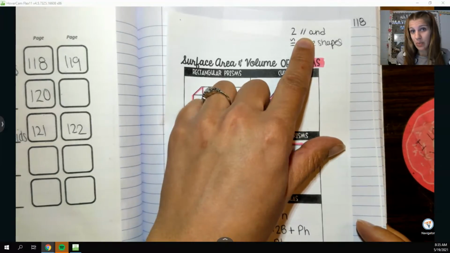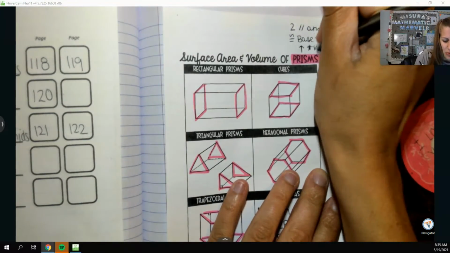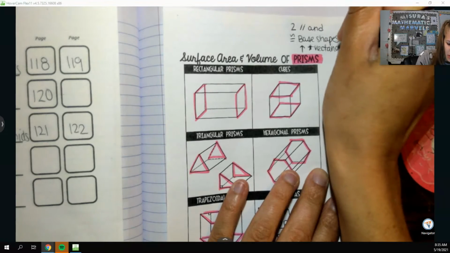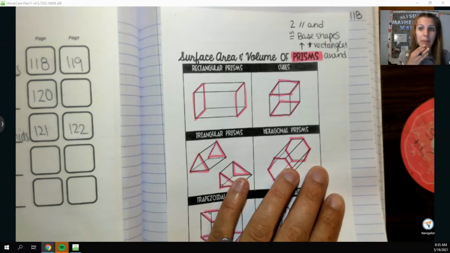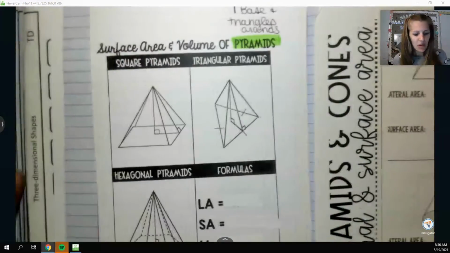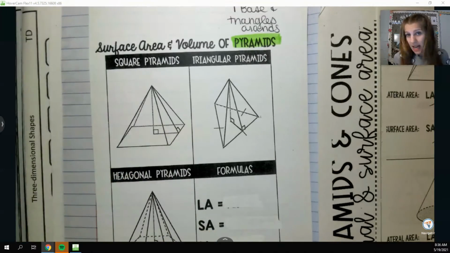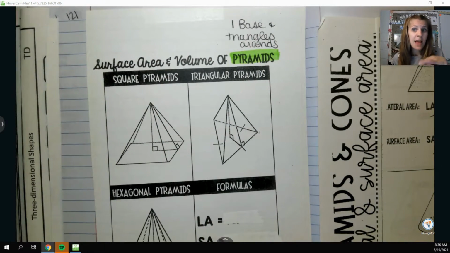Let me maybe go back. So for prisms, we said two parallel and congruent base shapes, and then rectangles around. I always feel like that's good to remember because they do have different stuff around, and that's kind of important. So again, we name a pyramid kind of like we name a prism. Whatever that one base is, that's how we base our name of our pyramid.